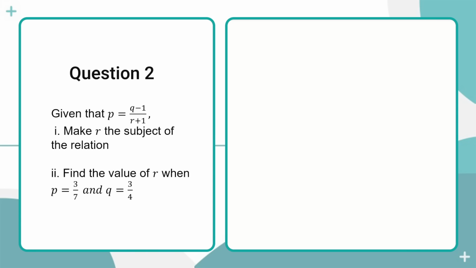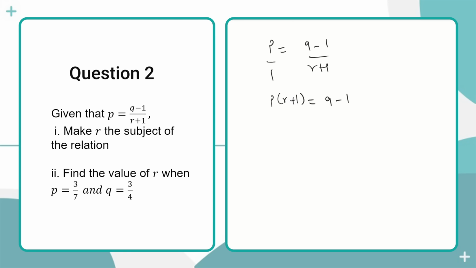So basically with this question, you have been given P equal to (Q minus 1) all over (R plus 1), and we have to make R the subject. Since we have an equation where we have a fraction, all we need to do is to divide this by 1 and then we cross multiply. So we have P bracket open R plus 1 to be equal to Q minus 1.